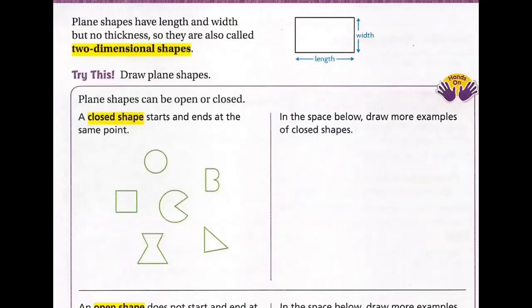Okay, on the next page, plane shapes have length and width, but no thickness, so they're not three-dimensional. So they're called two-dimensional shapes, because they just have length and width. Here's the length of the rectangle and the width of the rectangle. Okay, try this. Draw plane shapes.